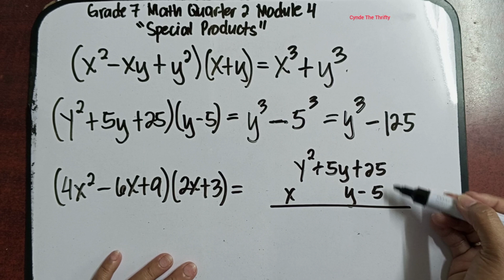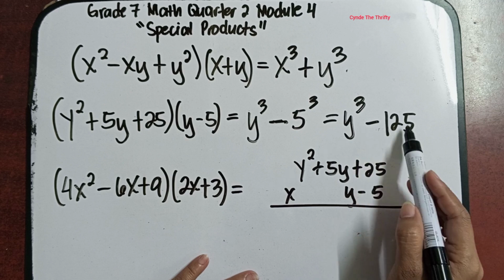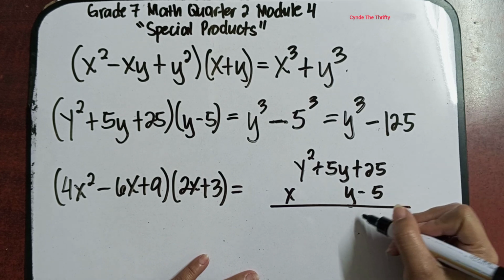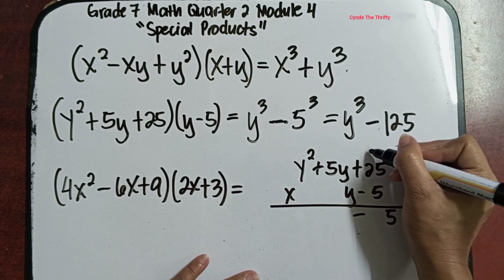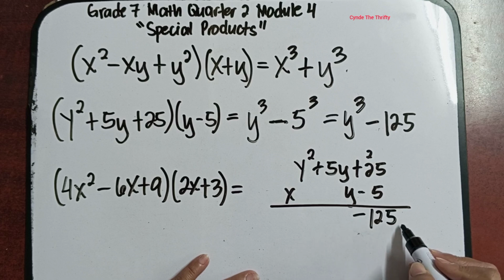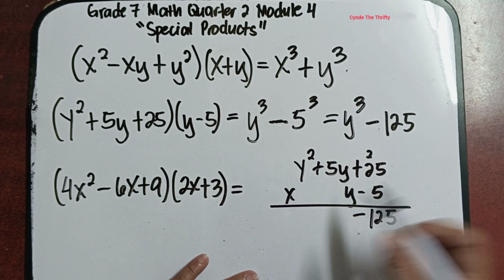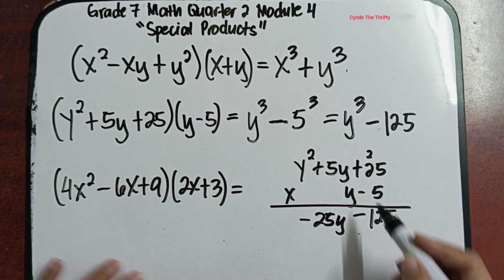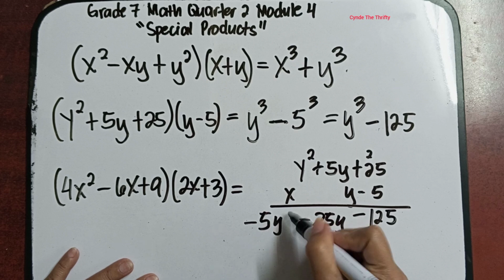Ngayon is i-multiply naman natin siya in a long process of multiplication kung tama ba ang ating sagot na y cube minus 125. So, negative 5 times positive 25 is equal to negative kasi negative and positive. So, 5 times 5 is equal to 25, carry 2. 5 times 5 equals 10 plus 2 equals 12. So, negative 125. Negative 5 times positive 5y. So, 5 times 5 is equal to negative 25y. Kasi negative and positive. Next, negative 5 times y squared. So, that is negative 5y squared.